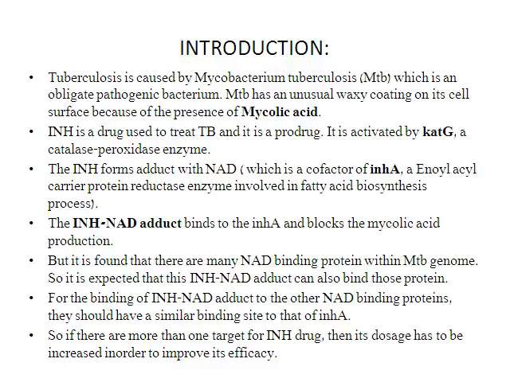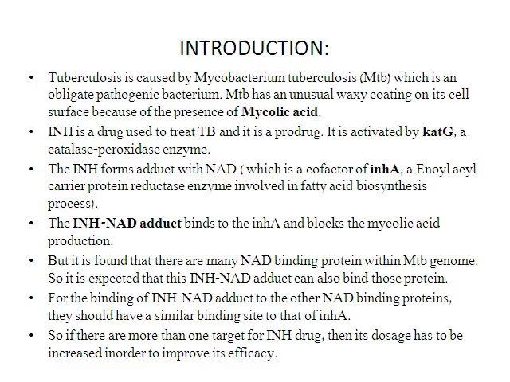Introduction. TB is caused by Mycobacterium tuberculosis, which has an unusual waxy coating on its cell surface called mycolic acid. Isoniazid is a drug used to treat TB, and it is particularly a prodrug. It is activated by KatG, a catalase peroxidase enzyme.